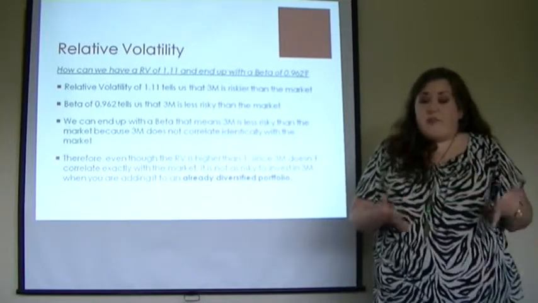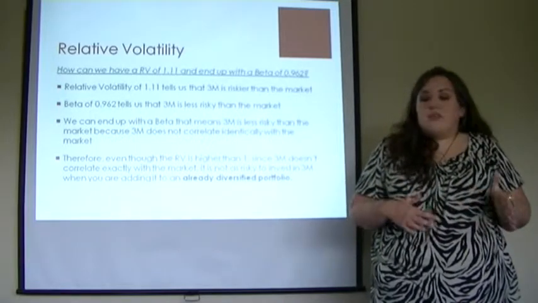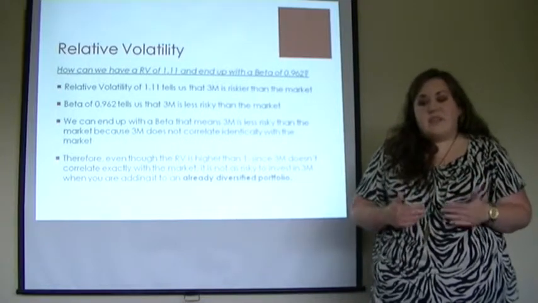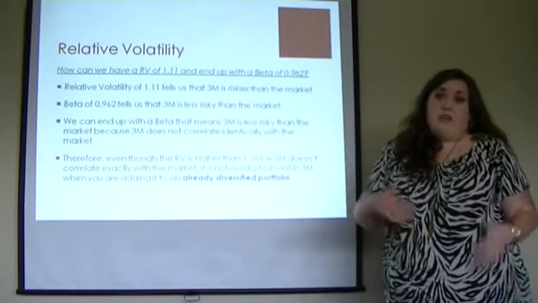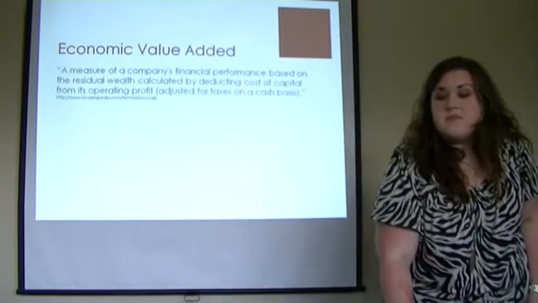So basically, therefore, even though we have an RV that's higher than 1, since 3M doesn't correlate exactly with the market, it's not as risky to invest in 3M when you're adding it to an already diversified portfolio, which is what the beta is telling us. So that's how that works out.